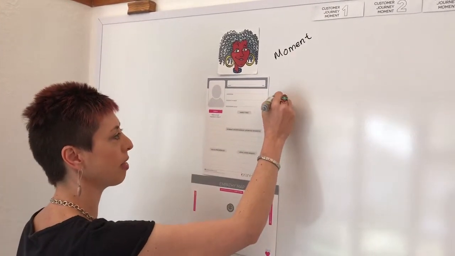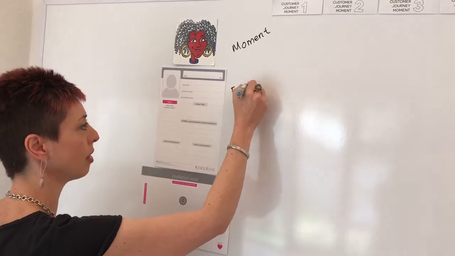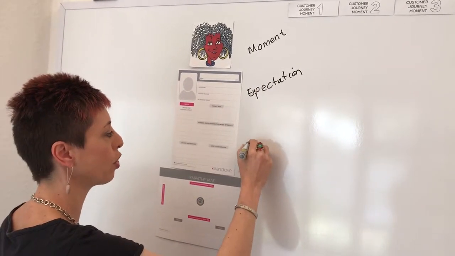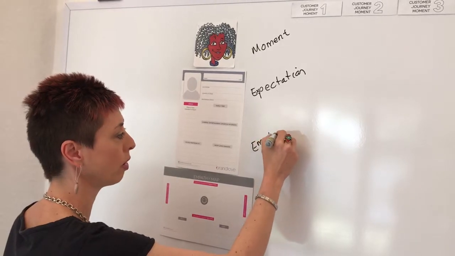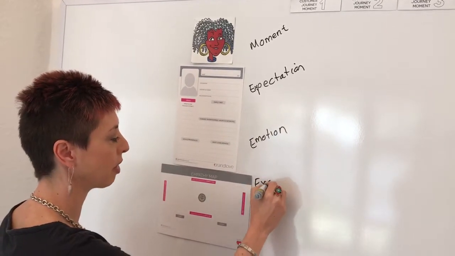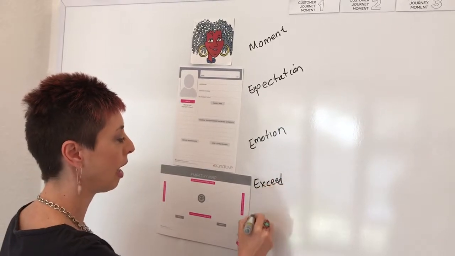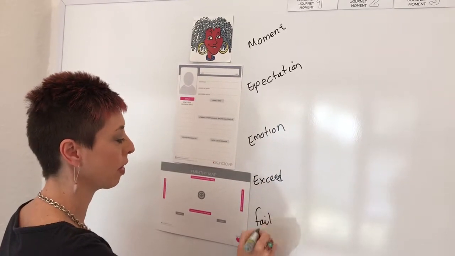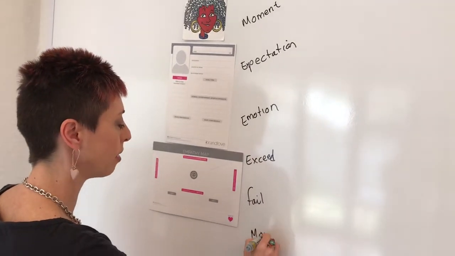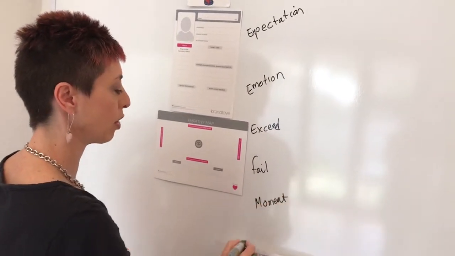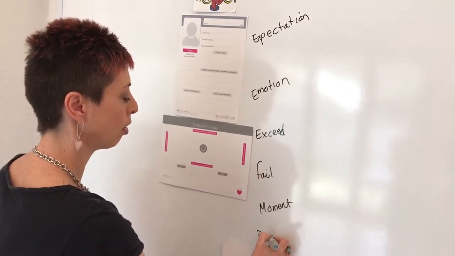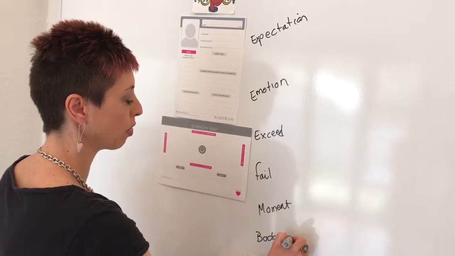What is the customer expectation of this moment? What is the emotion we want to evoke? How do we exceed the expectation? How do we fail the expectation of the customer in this moment? And then really, who owns this moment in the organization? And sometimes we go as deep as looking at the backstage processes that would support this moment.